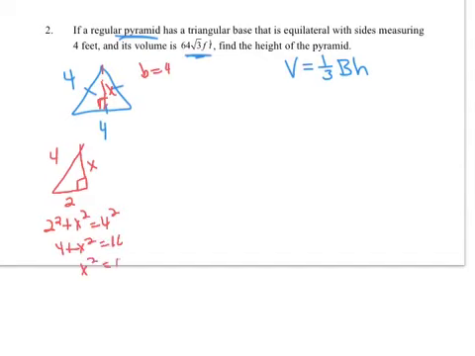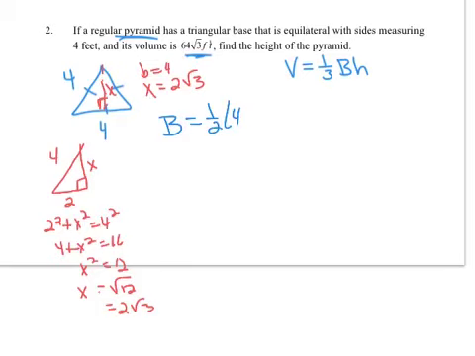x squared is 12, so x is radical 12, which ends up being 2 radical 3. So the altitude of the base is 2 radical 3. Now that I have those two dimensions, I can find the base area. The base area is 1/2 times 4 times 2 radical 3. This ends up being 4 radical 3.